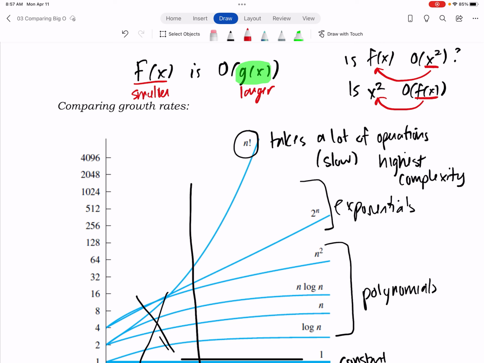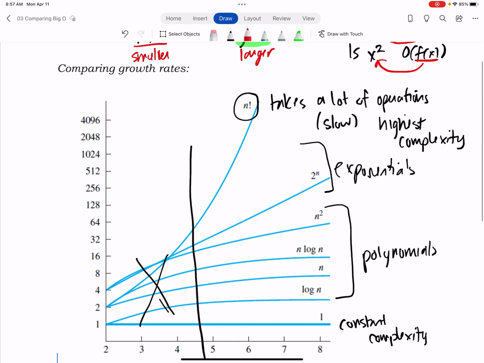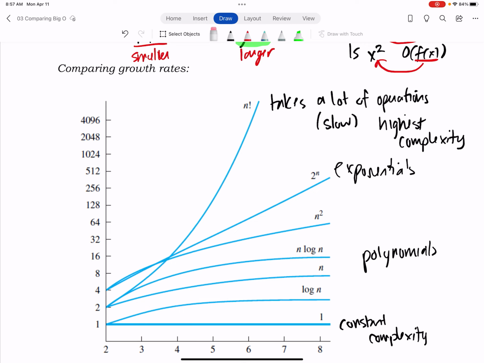But keep this chart in mind, because this chart is the one where you can see how things grow. This is in the textbook. It's in the notes. Keep this chart in mind.